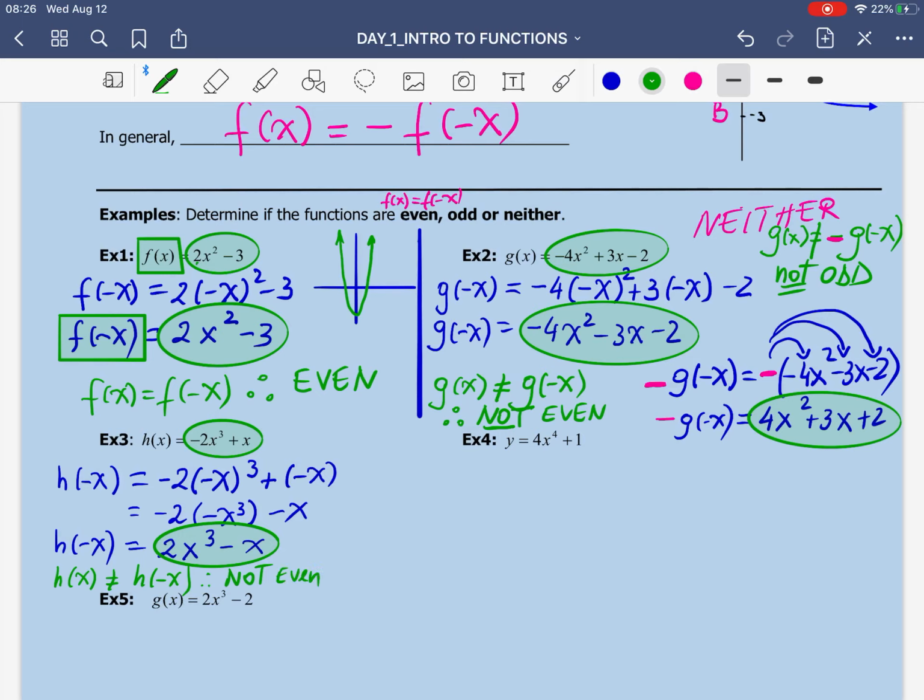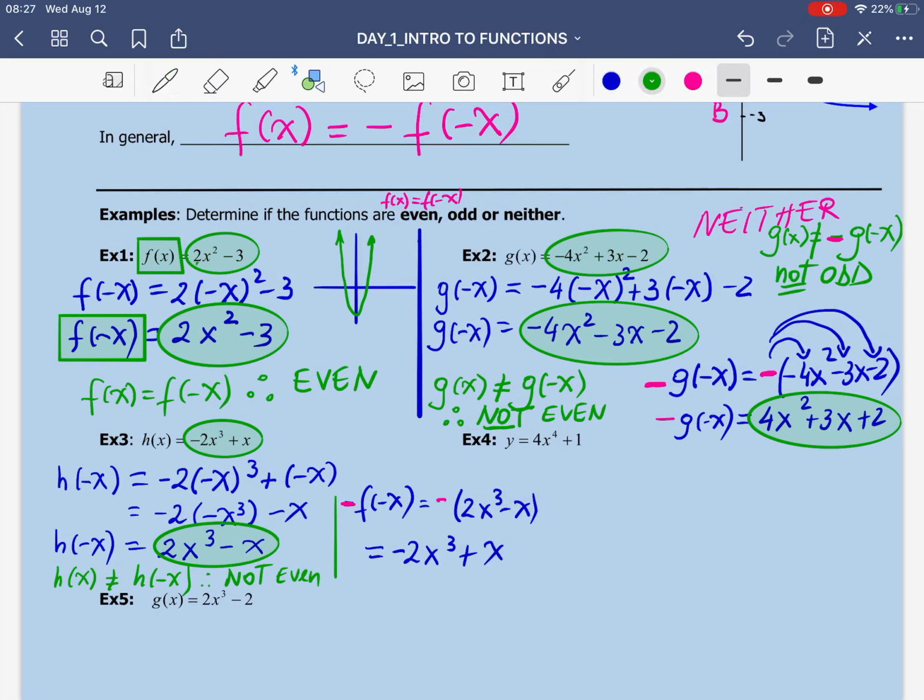Now let's check and see if the function is odd. For this, we will need to compare f of x with negative f of negative x. Now negative f of negative x equals negative, so here goes the negative, and then we have f of negative x, 2x cubed minus x, so that will give negative 2x cubed plus x. So that would be our f of negative x with a negative in front of it.